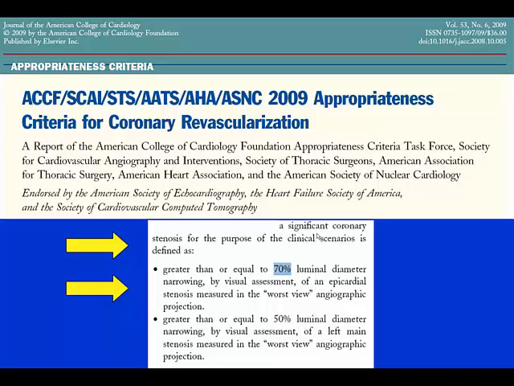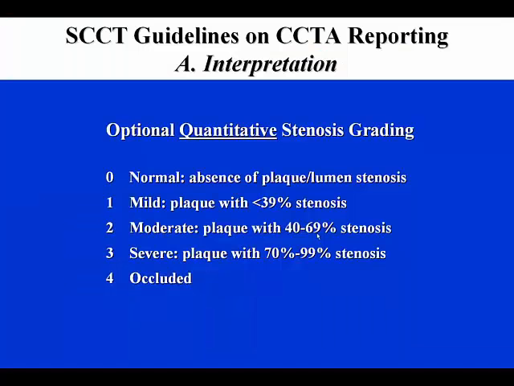Thus, we highly recommend an optional quantitative stenosis grading that includes 4 separate gradings. Normal, the absence of plaque or luminal narrowing. Mild, plaque with a less than 39% stenosis. Moderate, a plaque with 40 to 69% stenosis. Severe, plaque with 70 to 99% stenosis. And finally, an occluded artery.